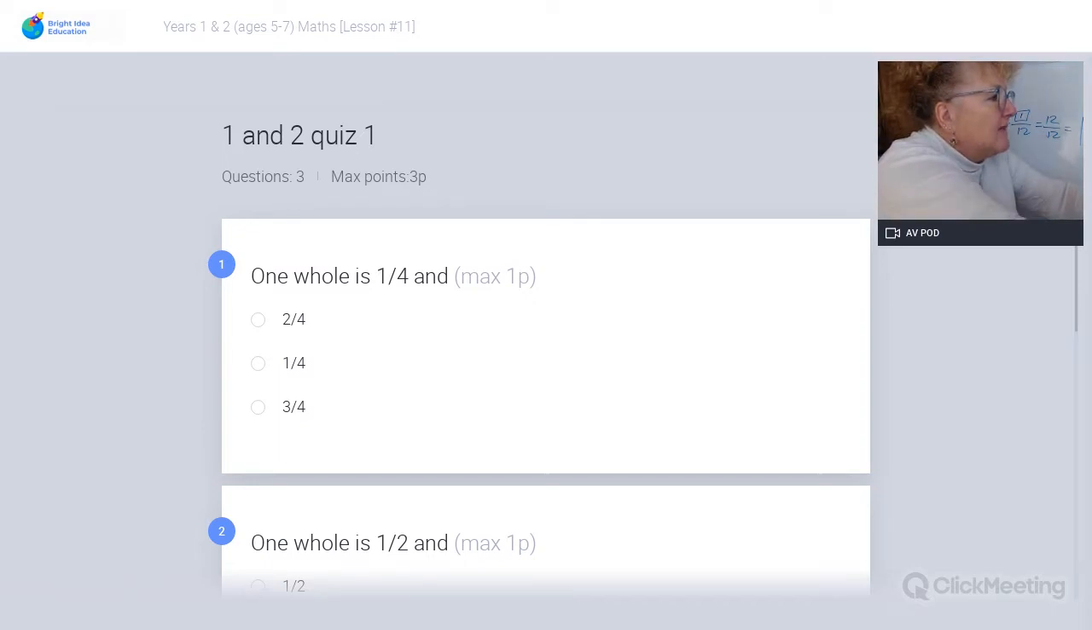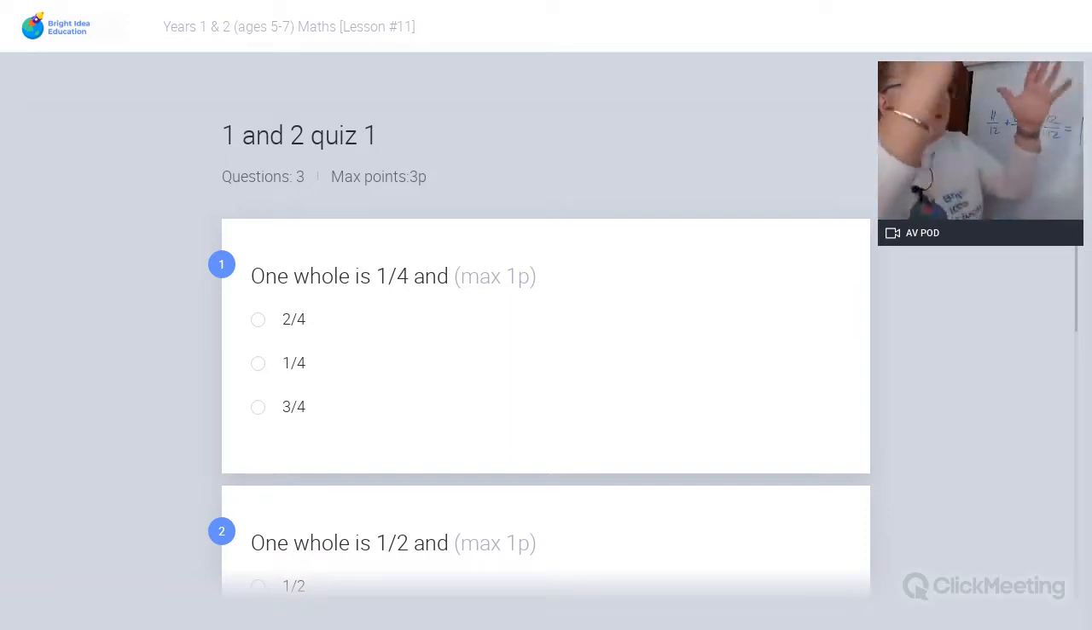Okay, so I'm going to do the quiz on my other screen so that I can just check it's all working. Okay, so once you've done the quiz, you click on submit. That means send it.